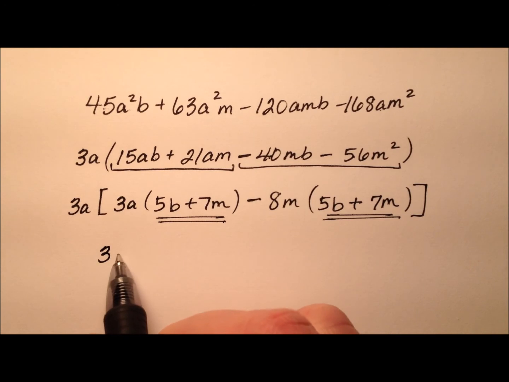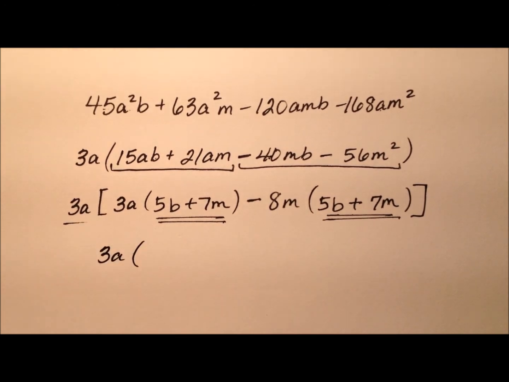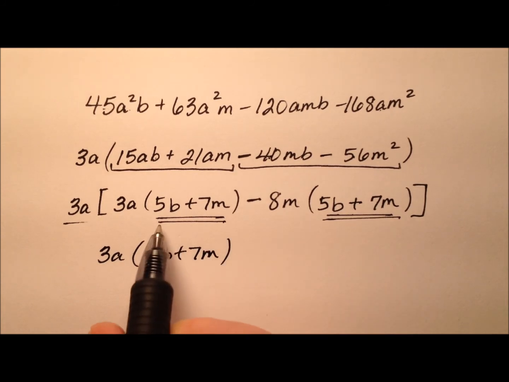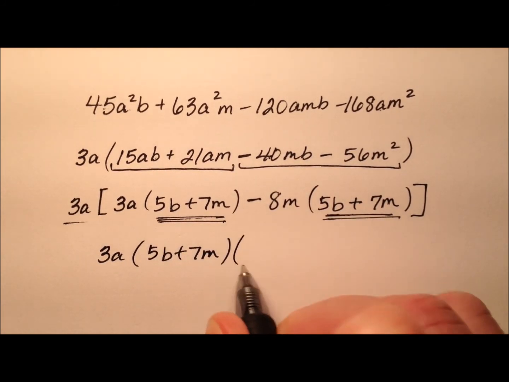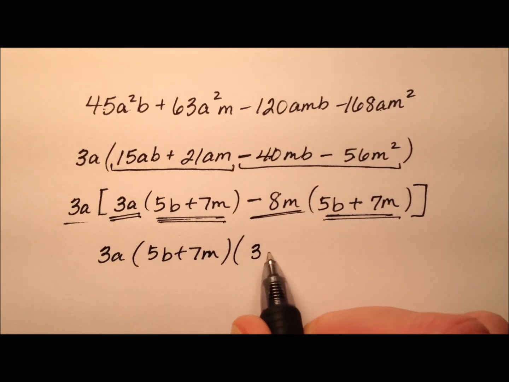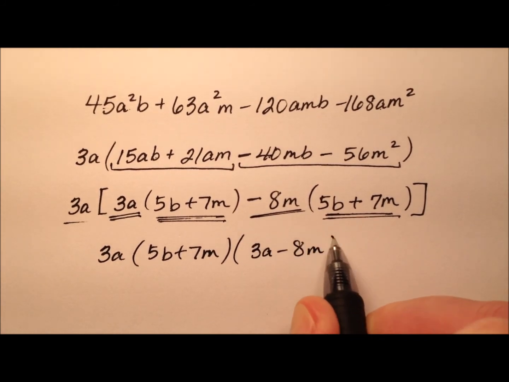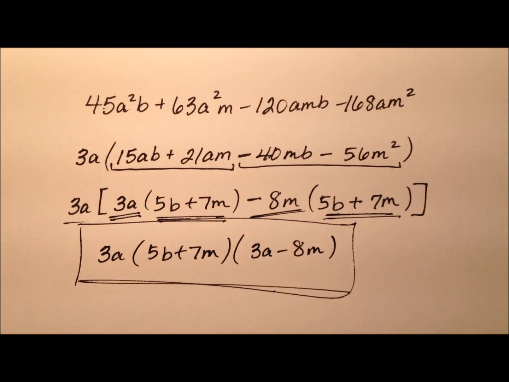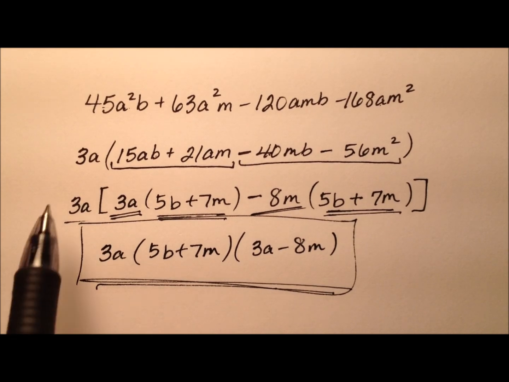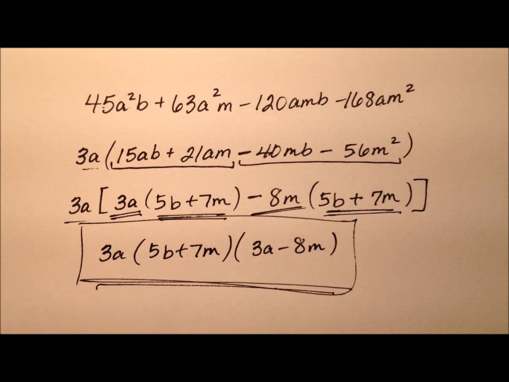So 3A was my greatest common factor from here, and then 5B plus 7M I can pull out of here and here. And then my other terms will be 3A and then minus 8M. So here is the fully factored expression for my original algebraic expression. And I factored it using the greatest common factor first and then grouping.